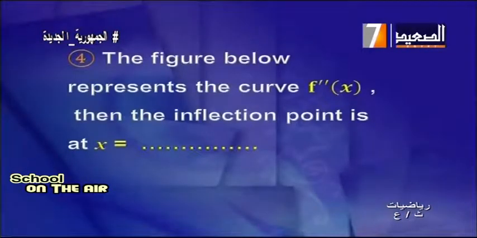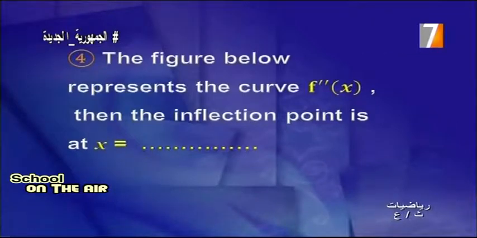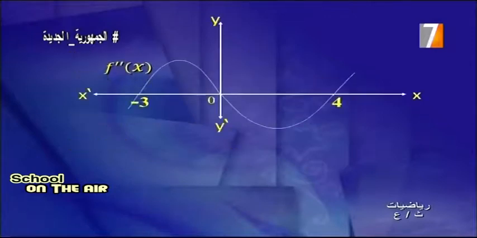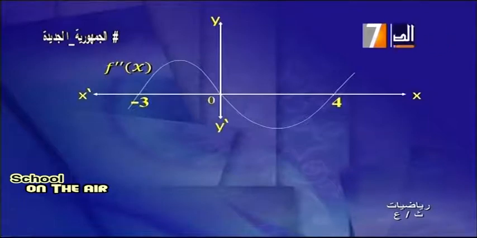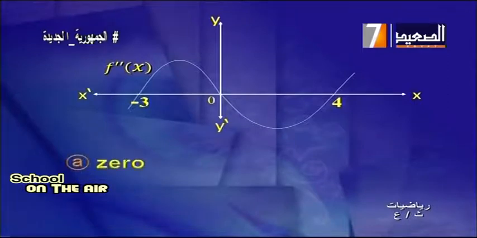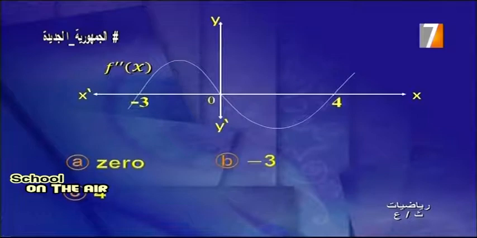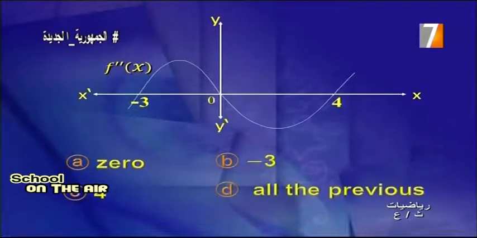Number 4. The figure below represents the curve of f double dash x. The inflection point is at x equals what? The opposite figure represents the curve of the function f double dash x, and what is the inflection point? The inflection point at x equals 0, at x equals -3, at x equals 4, or all of the previous are correct.